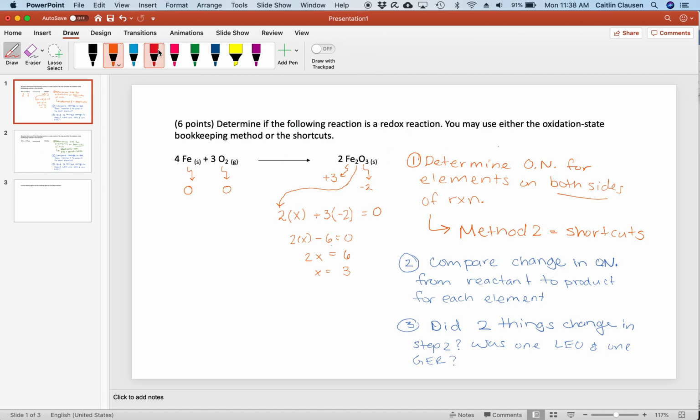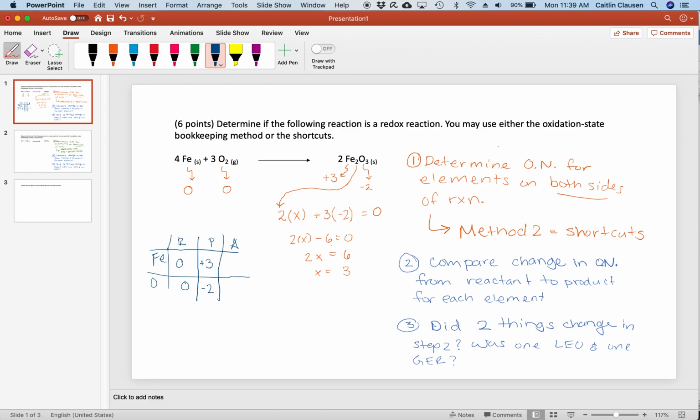Part 2, I have to compare them. So for iron and oxygen, these are the only two elements in this reaction, reactant side, product side, and I'm going to list out the change that happens. Iron started as 0, oxygen also started as 0, and in the end, in the products, iron became +3, and oxygen's oxidation number was -2.